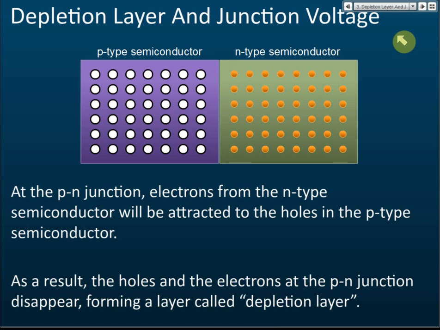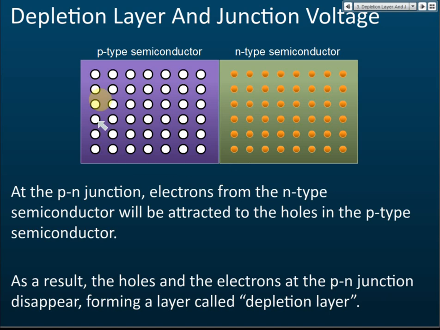Depletion layer and junction voltage. What is meant by depletion layer and junction voltage? When you join a P-type semiconductor to an N-type semiconductor and you form this P-N junction, something happens at this P-N junction, and then it forms a depletion layer. Let's see what's happening in this P-N junction. Now in P-type semiconductor, there's a lot of holes, and in N-type semiconductor, there's a lot of free electrons.